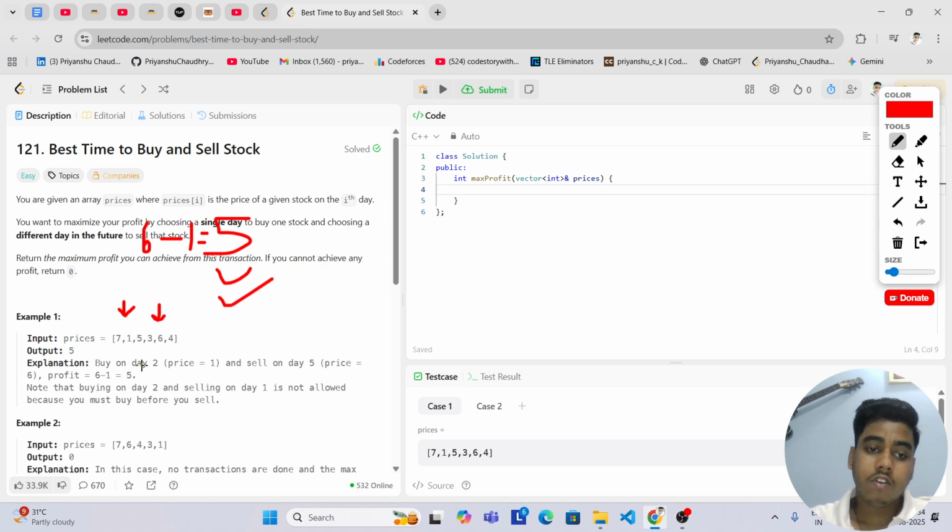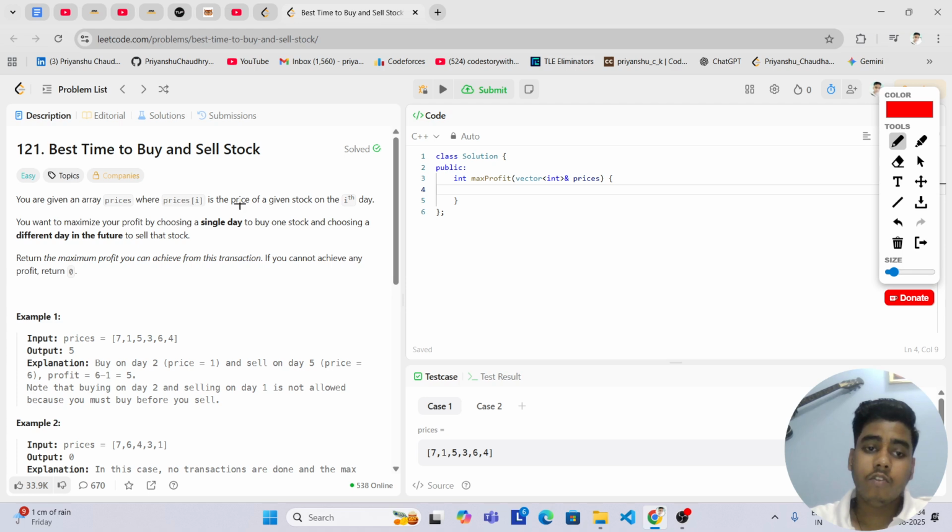Now how can we find the maximum profit? The first brute force approach is to check all the possibilities, buying at every day and selling it at every possible day in the future. So this one is the very brute force approach. This will take high complexity of big O of n square, but we can optimize it. Think of it.